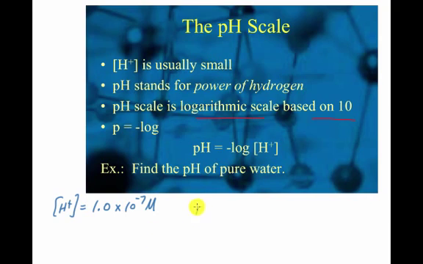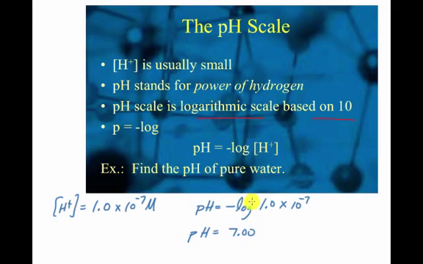All right, so to find pH, I'm going to take the negative log of that concentration of the hydrogen ion. I'm going to take this concentration of hydrogen and plug it into my equation. So 1.0 times 10 to the minus 7. All right, so I can find the pH, and I find that my pH is 7.00.